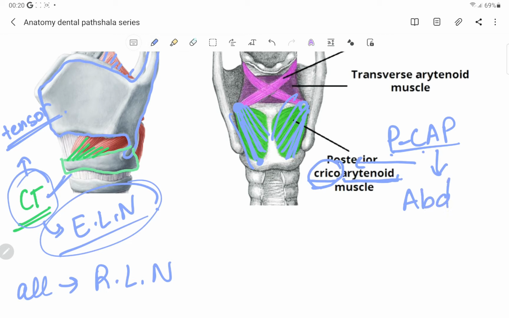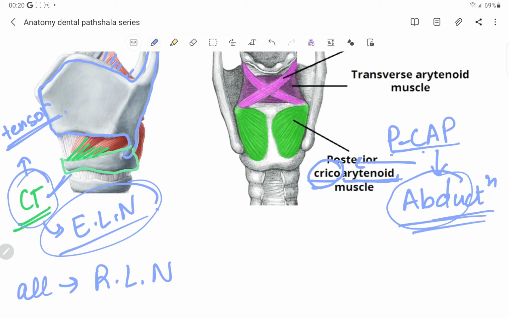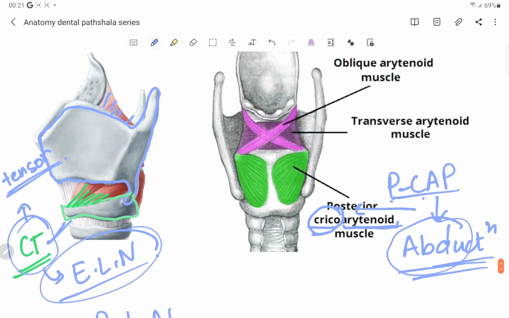Since it looks like an abs muscle, you can remember that it is the only abductor. It is going to make the abduction of the vocal cord. That means it is going to open the vocal cord. That means it is going to help for the airway passage. So what happens in case there is a posterior cricoarytenoid muscle damage, then there is going to be hoarseness of the voice, first of all.